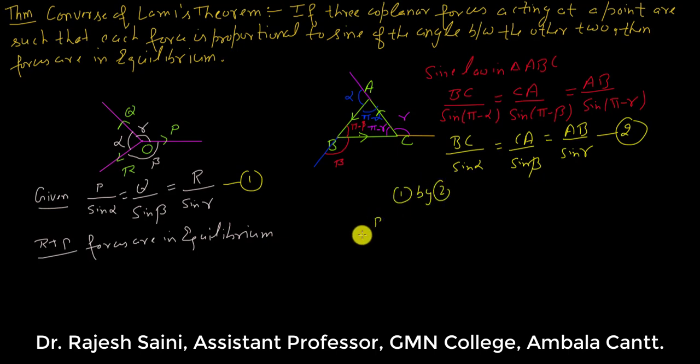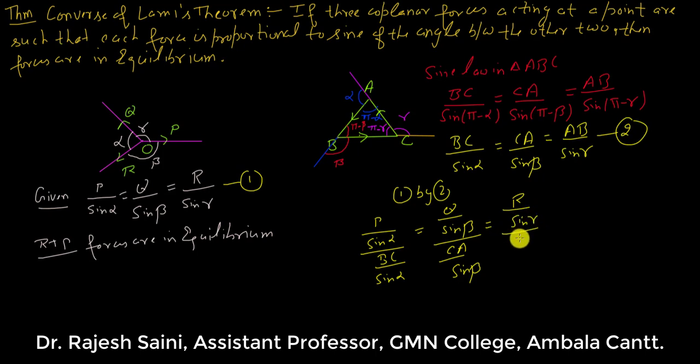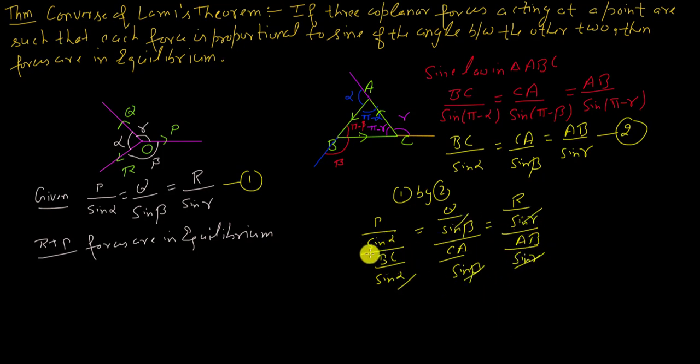What you will get? P by sine alpha, BC upon sine alpha is equal to Q upon sine beta, sorry, CA upon sine beta is equal to R by sine gamma, AB by sine gamma. This will cancel out, this will cancel out. So we are left with P by BC is equal to Q by CA is equal to R by AB.